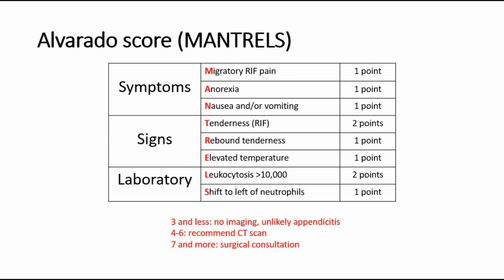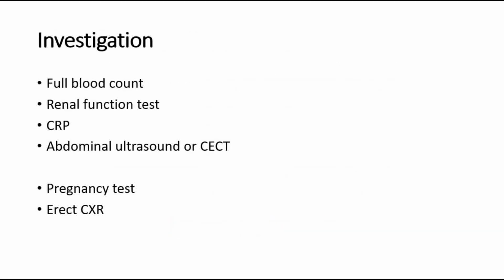For investigation, we can do full blood count to assess the white blood cell count, which is usually increased in appendicitis. We can do renal function tests to look for any electrolyte imbalance, and CRP, because if there are raised inflammatory markers, it suggests acute appendicitis. Also imaging like abdominal ultrasound or contrast enhanced CT scan to look out for appendicitis and also to rule out other possible diagnoses.